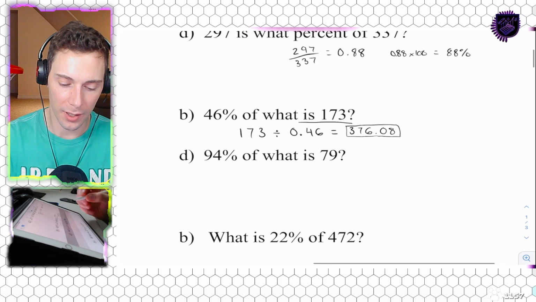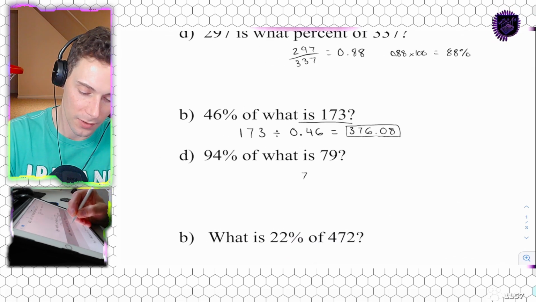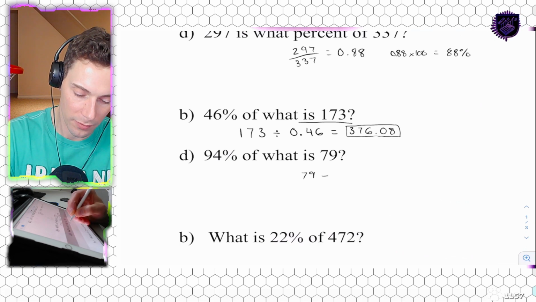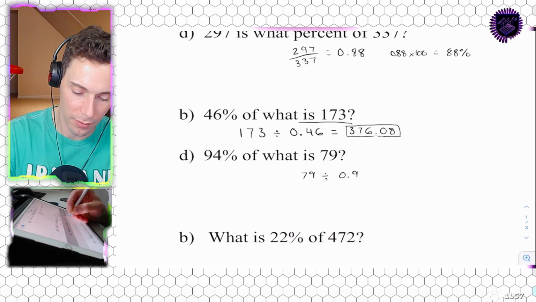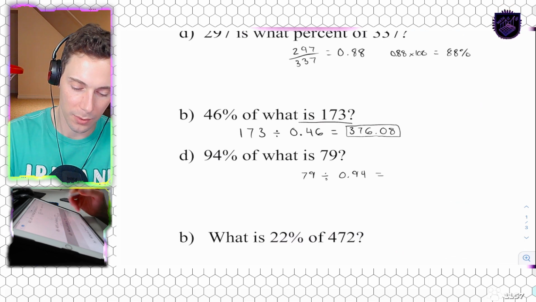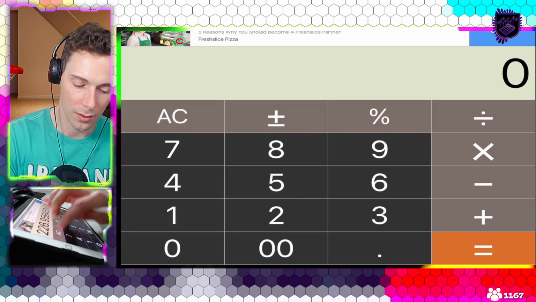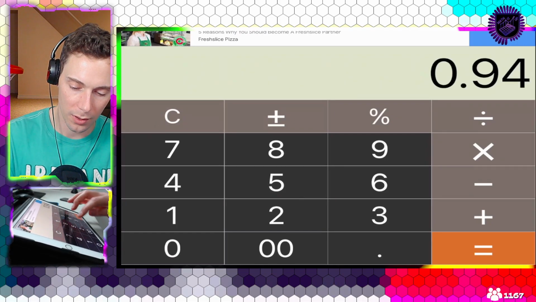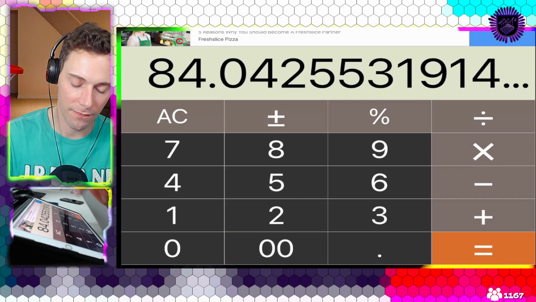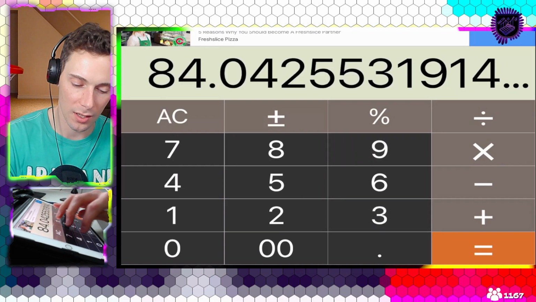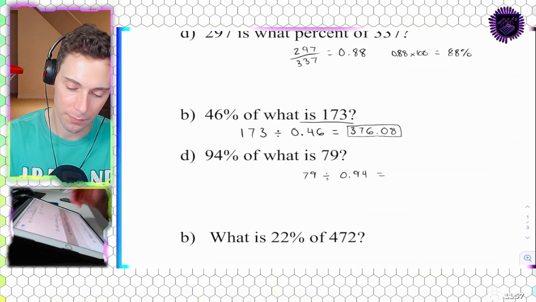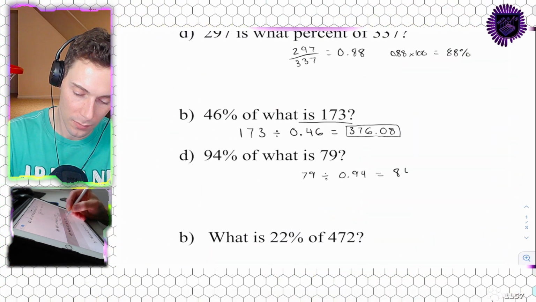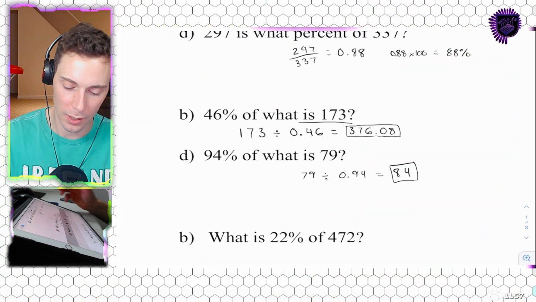% of something is 79. So we're going to go 79 divided by 0.94, and that's going to equal our answer. 79 divided by 0.94 is equal to 84.4. I'm just going to round down to 84.